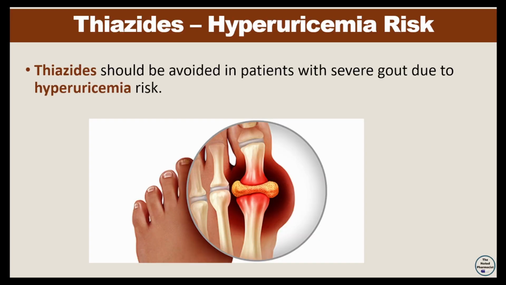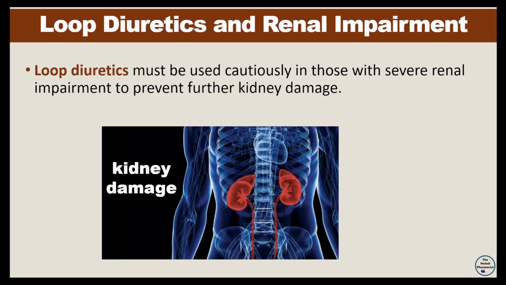Warnings and contraindications. Careful consideration must be given to the warnings and contraindications for diuretics. Thiazides should be avoided in patients with severe gout due to hyperuricemia risk. Loop diuretics must be used cautiously in those with severe renal impairment to prevent further kidney damage.